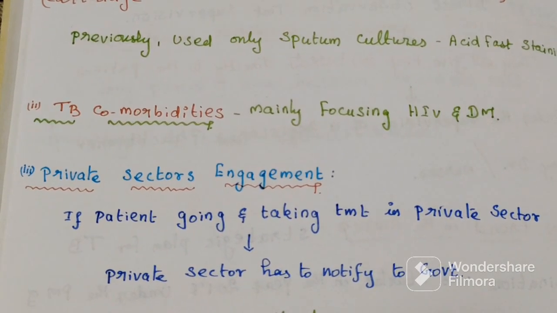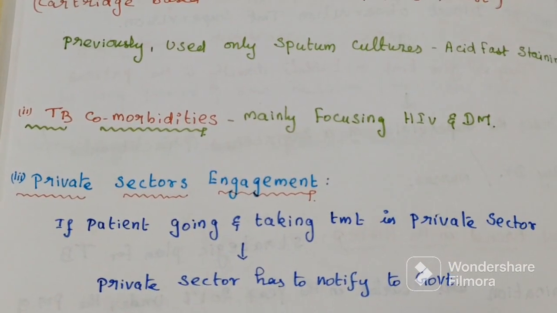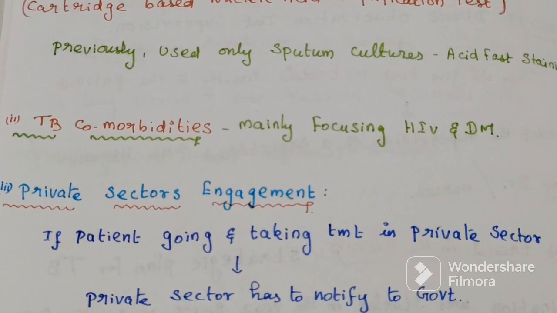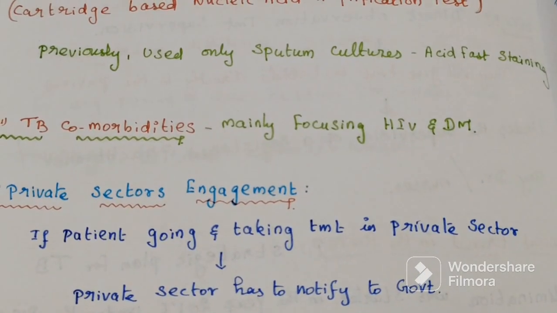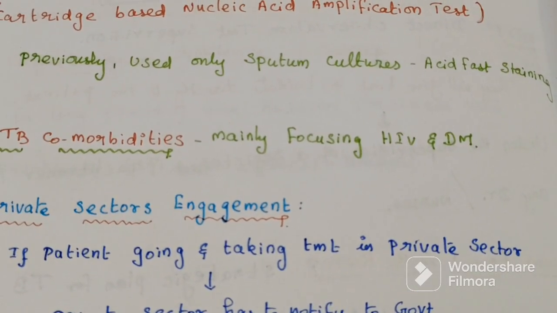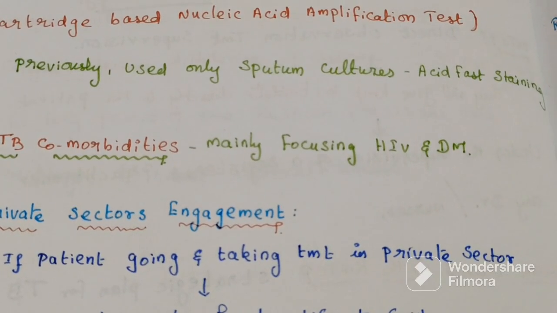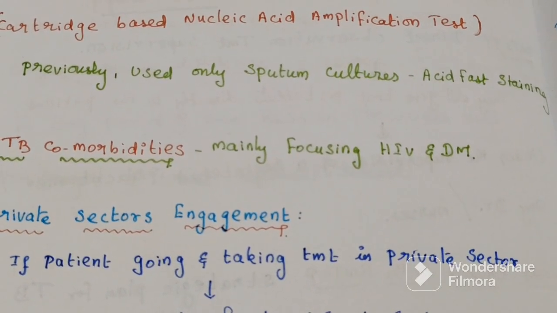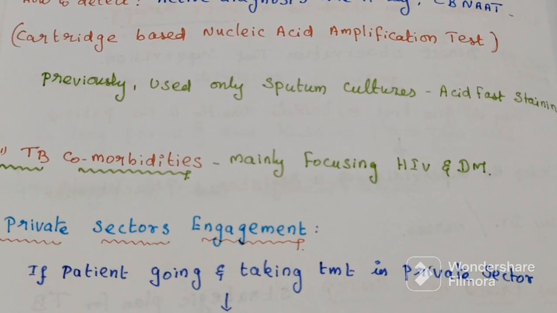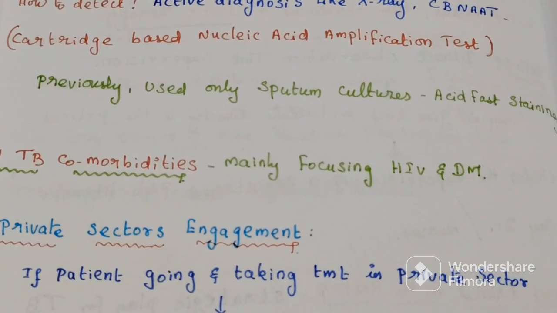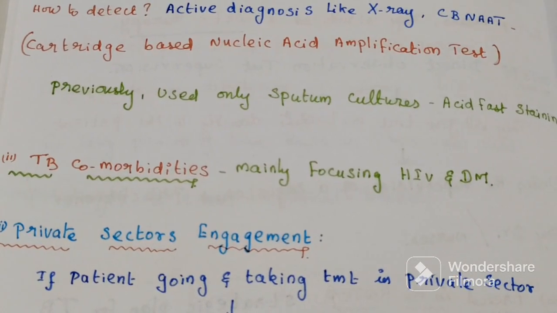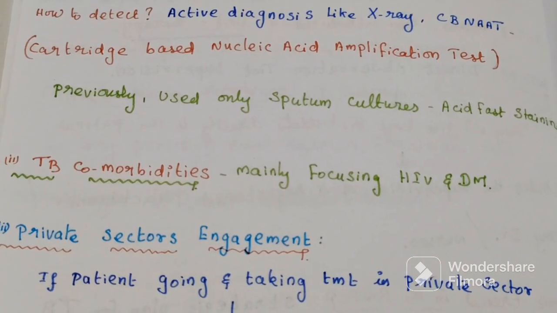The second strategy is to focus on tuberculosis comorbidity, mainly HIV and diabetes mellitus. The estimated number of deaths officially classified as caused by tuberculosis among HIV-negative people in 2021 was 1.4 million. That is tuberculosis alone, not affected by HIV. With HIV along with tuberculosis, 0.65 million people died.